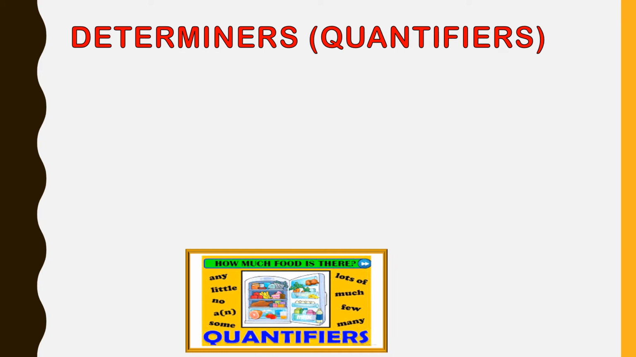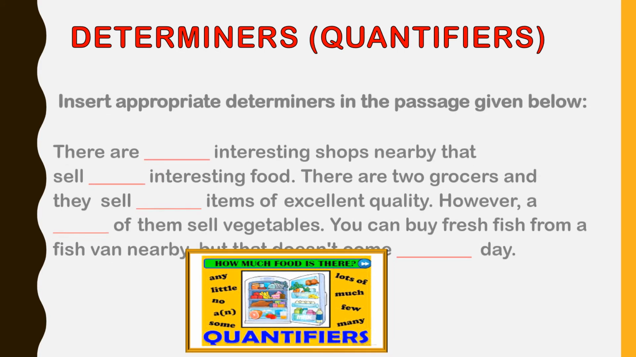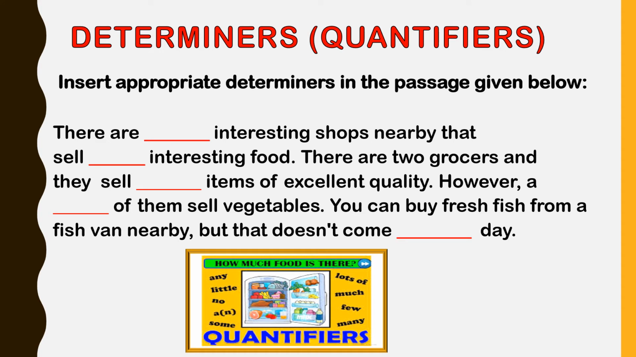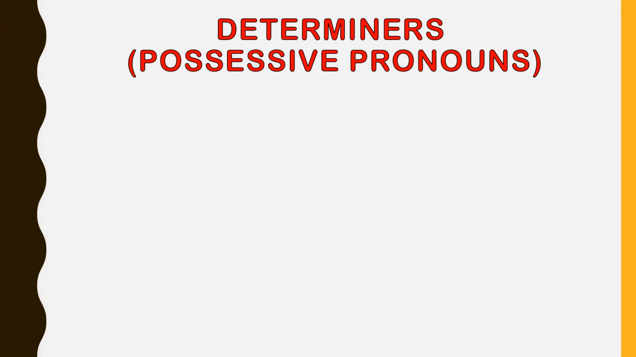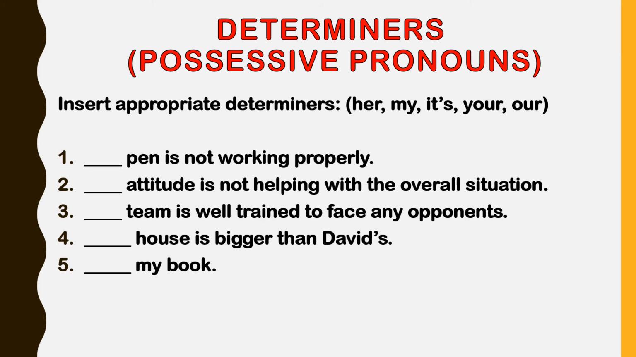Quantifiers, which show how much of something is there. Again, you insert appropriate determiners in the passage given below. See that the determiners match the sentences, and then you can check with the answers. Possessive pronouns as determiners. Insert these possessive pronouns, her, my, its, your, our, into these sentences.